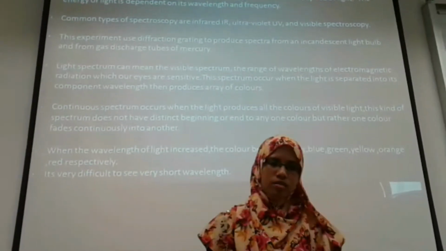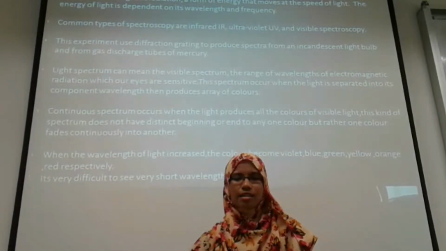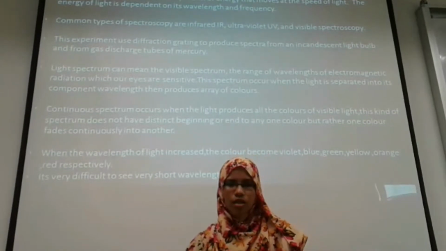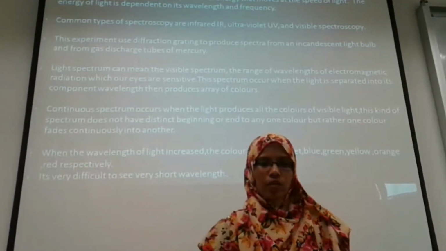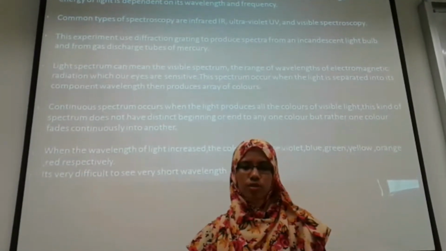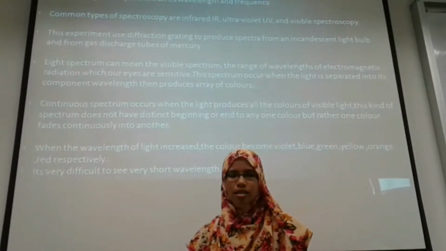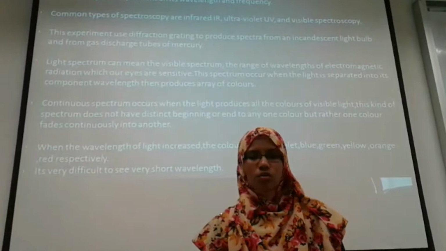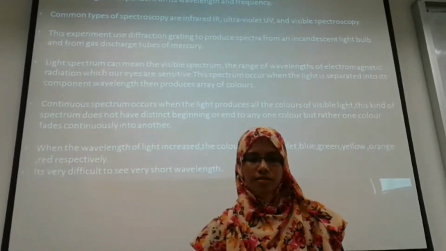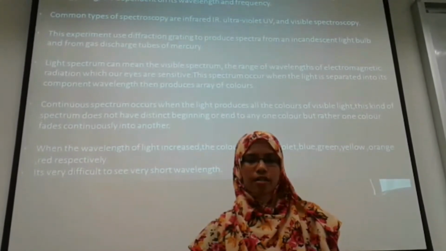Based on our experiment, we use a diffraction grating to produce spectra from an incandescent light bulb and from a gas discharge tube of mercury, so we can observe the light spectrum. Light spectrum can mean the visible spectrum, the range of wavelengths of electromagnetic radiation to which our eyes are sensitive. This spectrum occurs when the light is separated into its component wavelengths, producing an array of colors. Different wavelengths produce different colors.